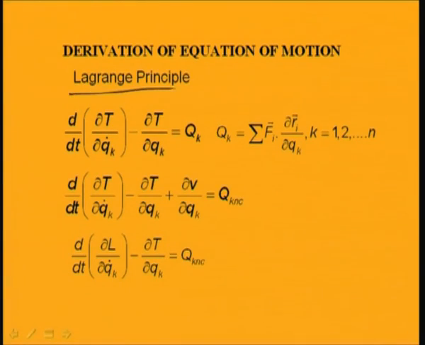So, now let us see the other method to find the equation of motion, that is the second method, the Lagrange principle. Using the Lagrange principle we will find the equation of motion of the system.